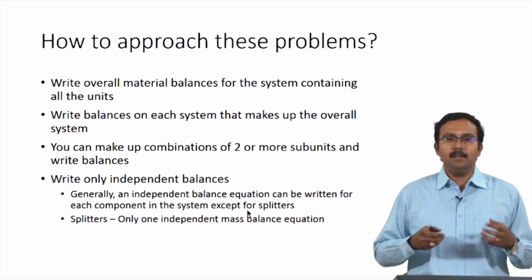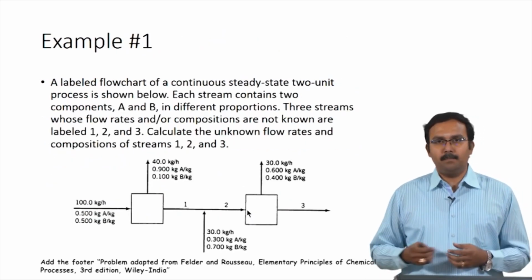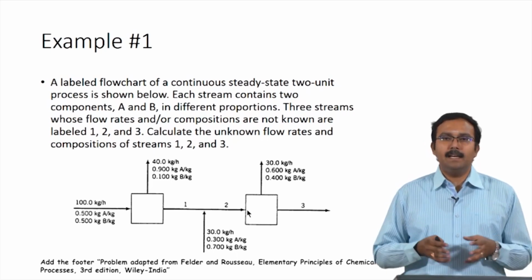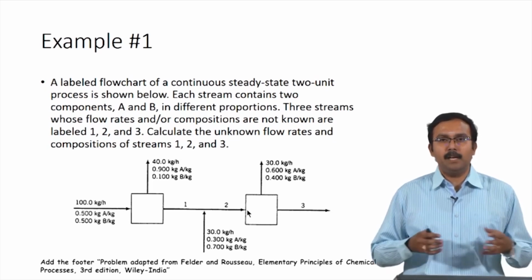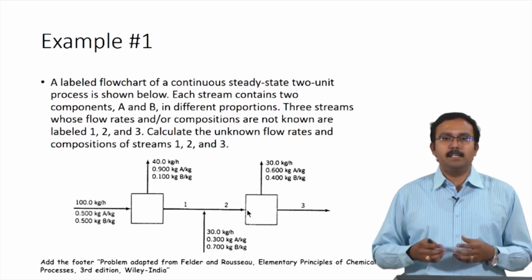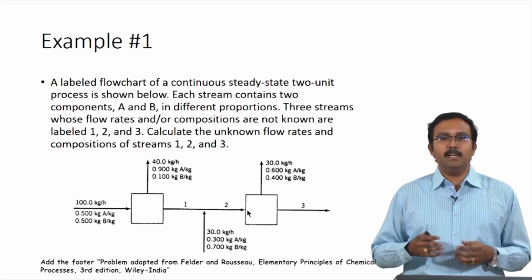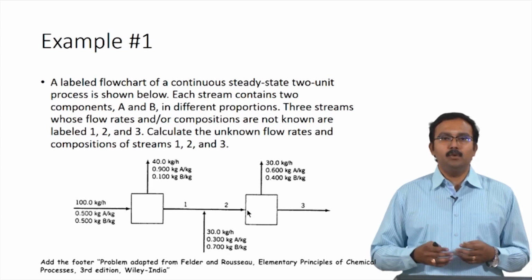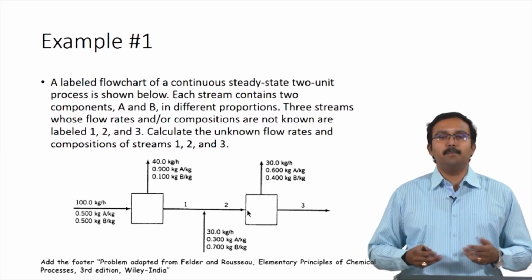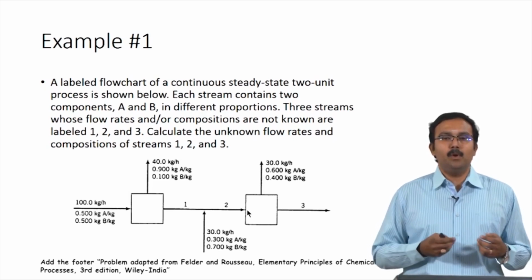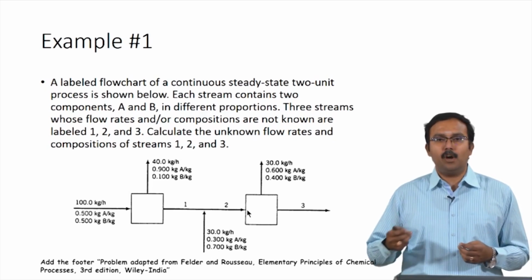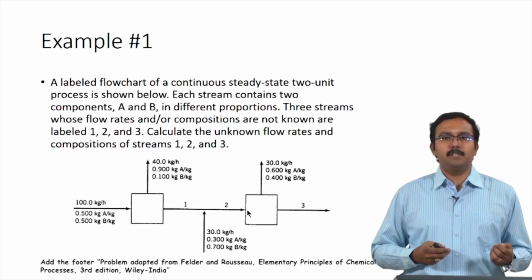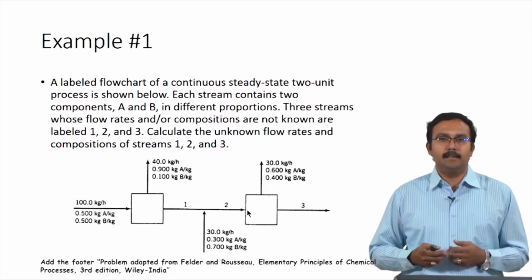Now, having looked at this, we will see 3 different example problems, each of them using different approaches, which helps us in identifying how to solve these multi-unit processes. The first example is given here. A labeled flow chart of a continuous steady state 2-unit process is shown below. Each stream contains 2 components A and B in different proportions. 3 streams whose flow rates and/or compositions are not known are labeled as 1, 2 and 3. Calculate the unknown flow rates and the compositions of streams 1, 2 and 3.